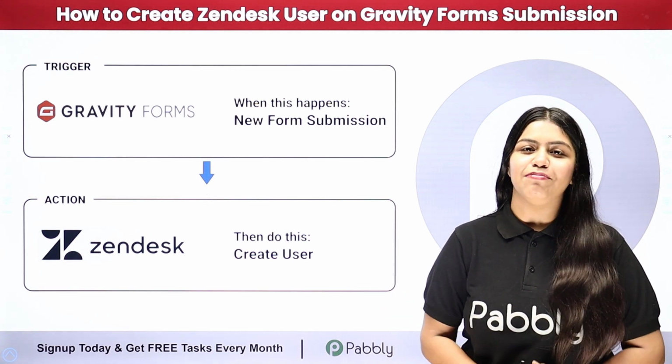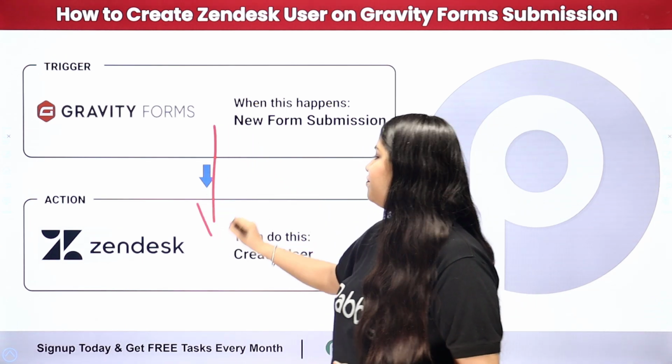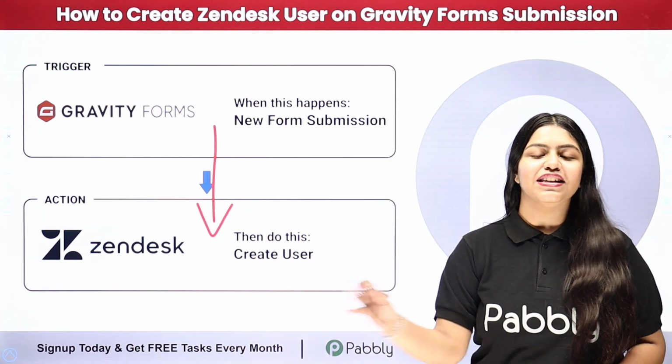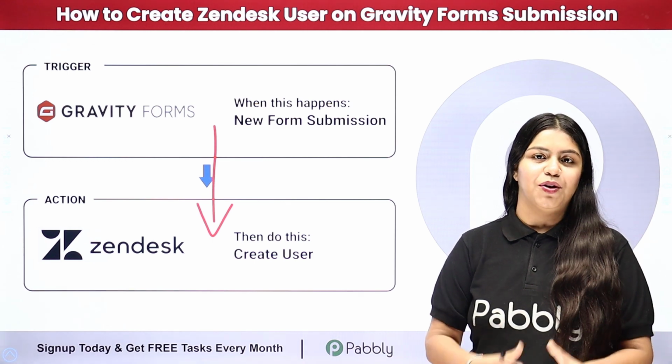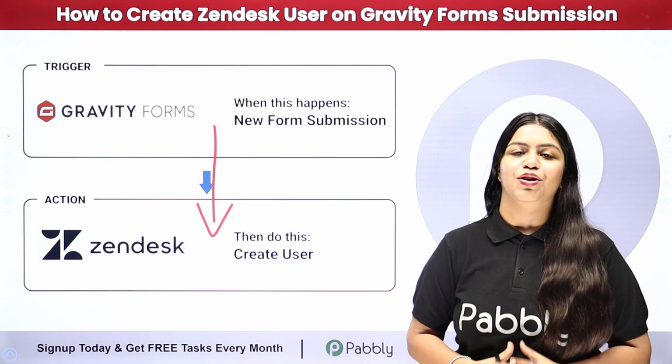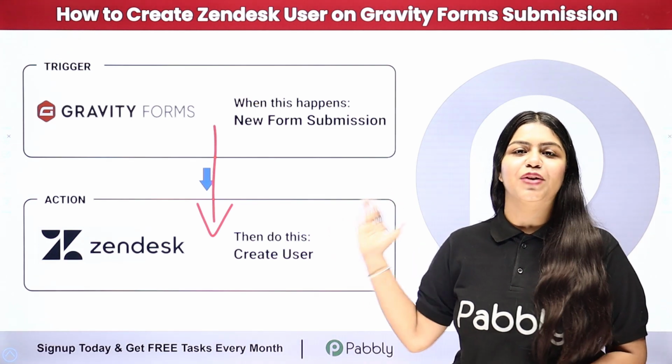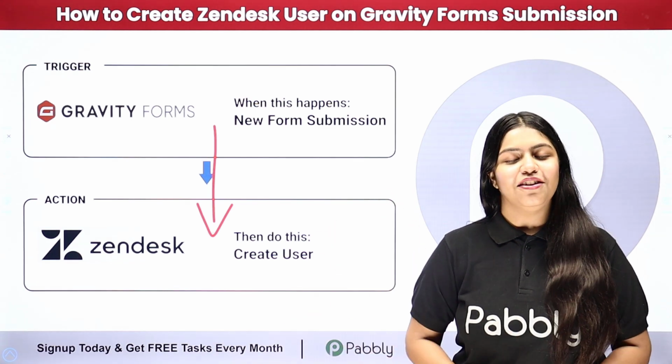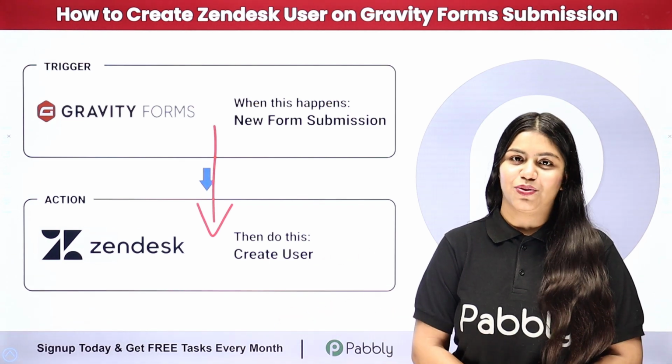So to do this, we are simply going to create a connection between Gravity Forms and Zendesk. To create this connection without knowing any programming or coding language, we are going to use Pabbly Connect. It is an amazing automation software. So do you also want to create this automation for your business? Then for that you have to come with me towards my screen.